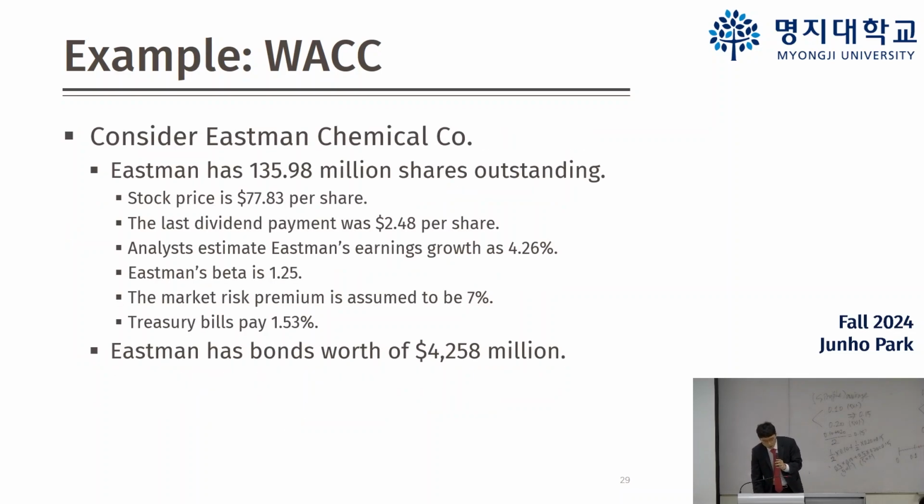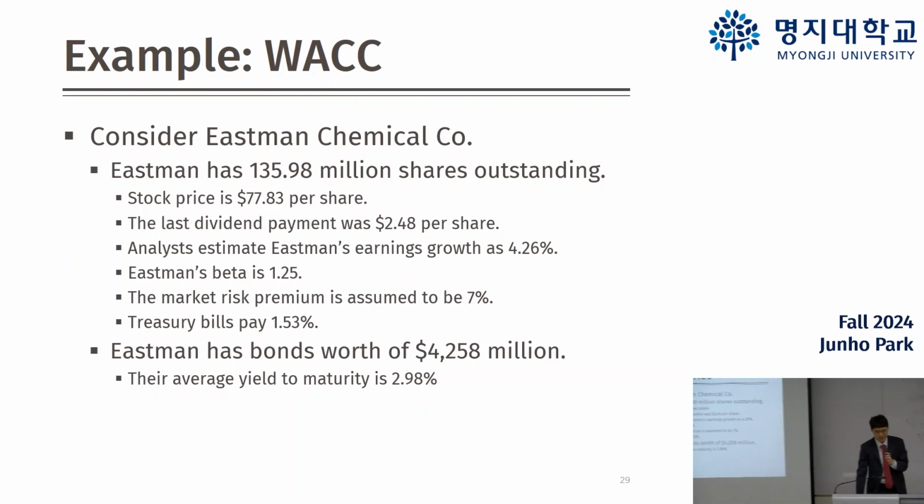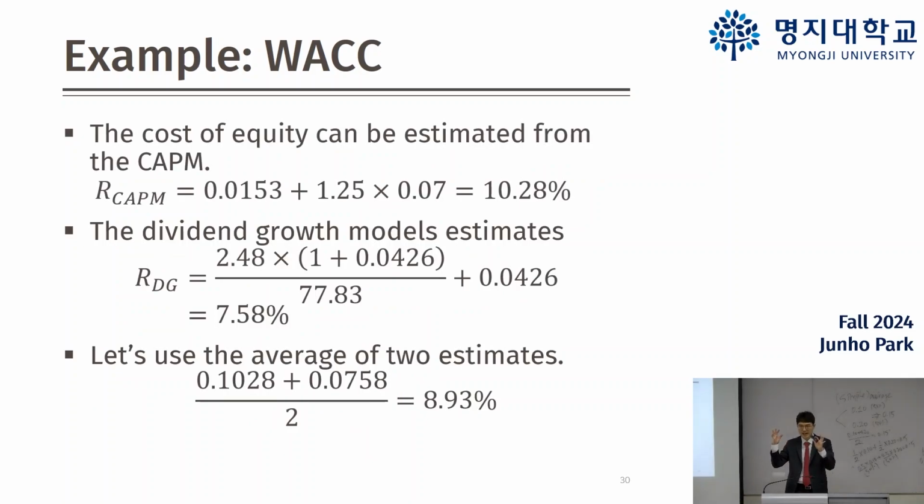Then the cost of debt is simple. Why? They already gave us that information. Yield to maturity is 2.98. So we don't need any extra efforts. We can just use it as the cost of debt. And then you need to have the weighted average.